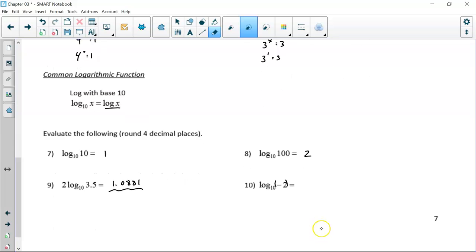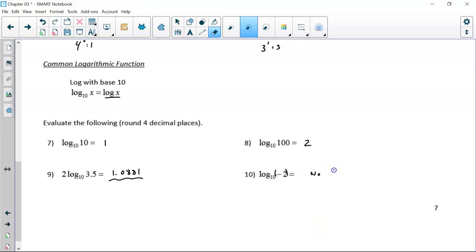And now this is the log of negative 2. When you type that in, you're going to get an error. There's no solution here. The reason is, if I write it in exponential form, 10 to the power of x equals negative 2. There's no exponent that will ever make a positive number into a negative. That's why there's no solution. We cannot take the log of a negative number. It's not possible. Next page.